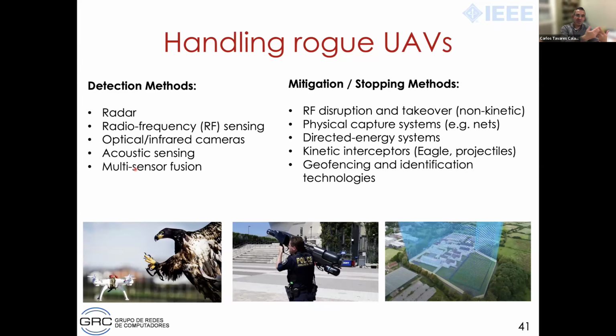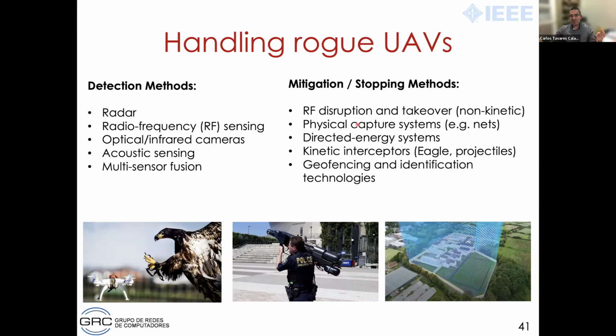Okay, so once you detect, then you want to stop or mitigate this UAV. The most elegant way to do it is to take over the wireless link. So you control the drone and you force it to land.